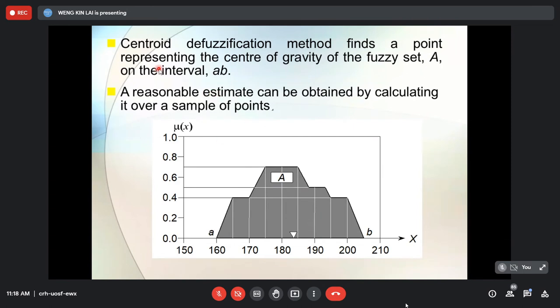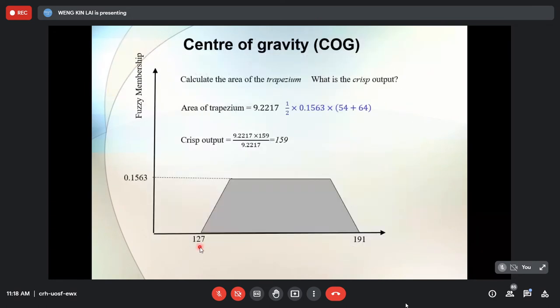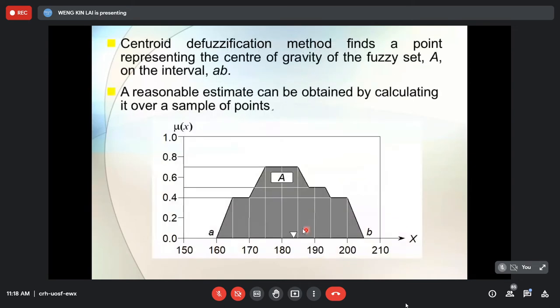The centroid defuzzification method finds a point representing the center of gravity of the fuzzy set A on the interval A to B. This interval A to B in our earlier example will be 127 to 191. We're going to find this center of gravity, whereby the left-hand side area is equal to the right-hand side area. So a reasonable estimate, notice the word reasonable, is quite close to the actual value, because small errors can be obtained by calculating it over a sample of points.